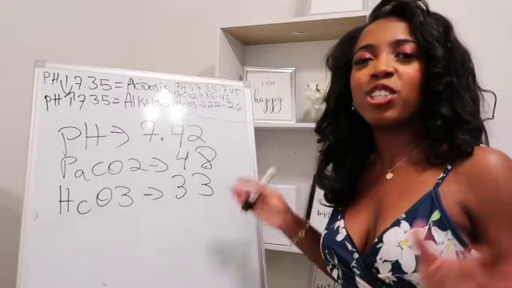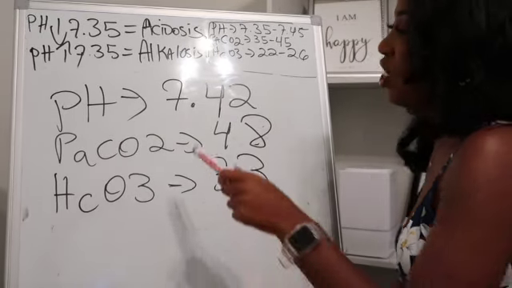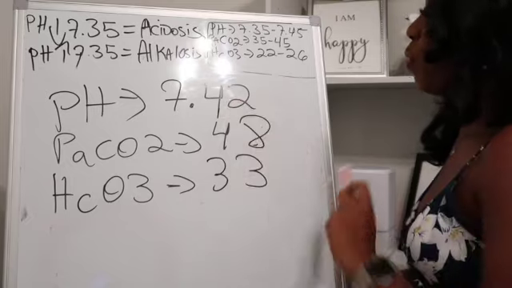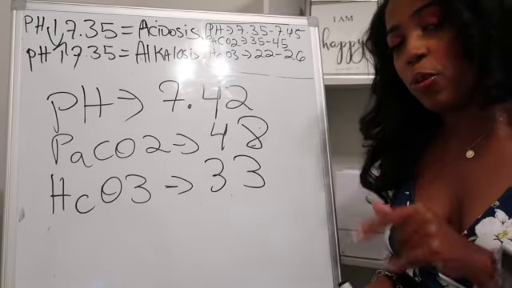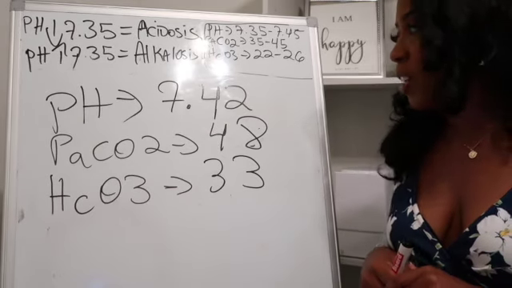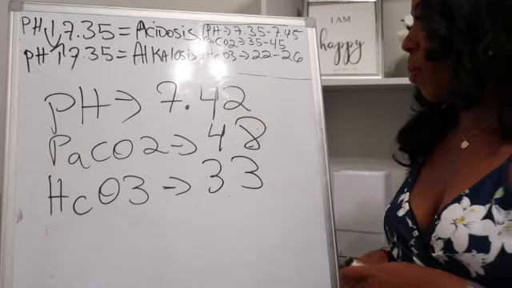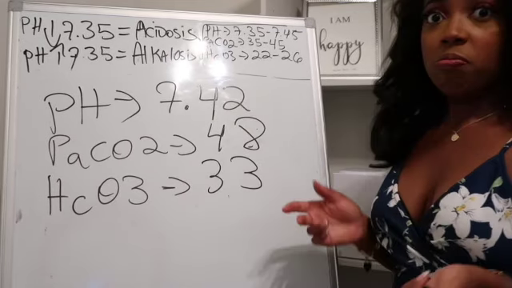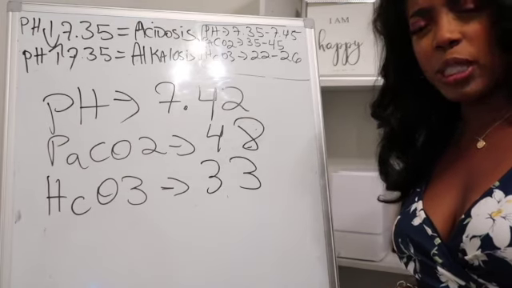All right, guys, so let's look at the trickiest of them all. All right, so your patient's pH is 7.42, okay? So does that fall between the 7.35 and the 7.45 range? Yes, it does. So this is normal, all right? So is there something wrong with the patient? Is there nothing wrong with the patient?